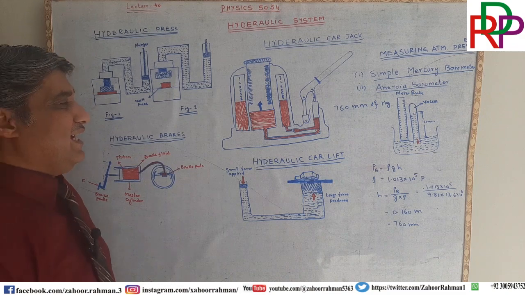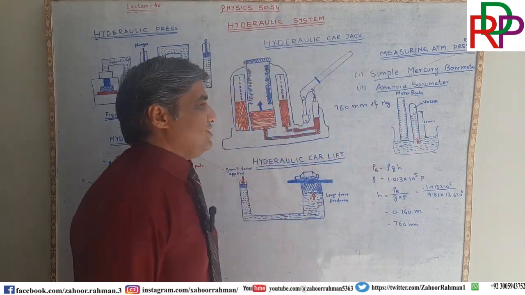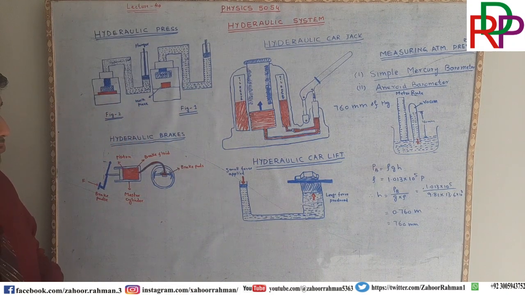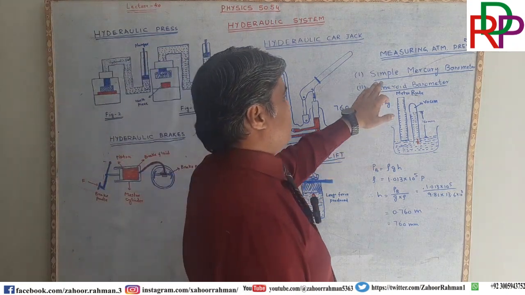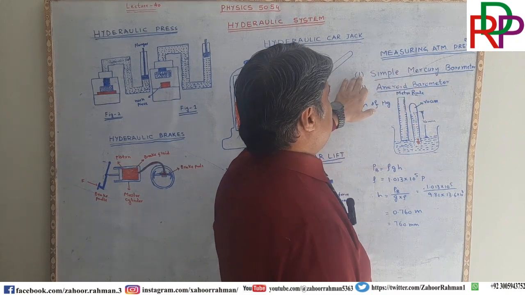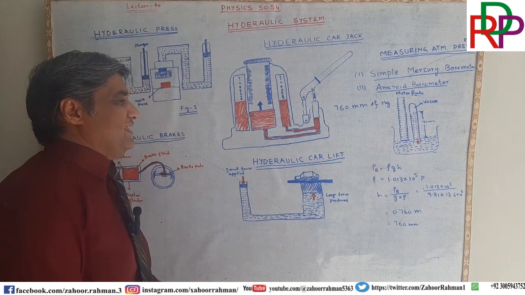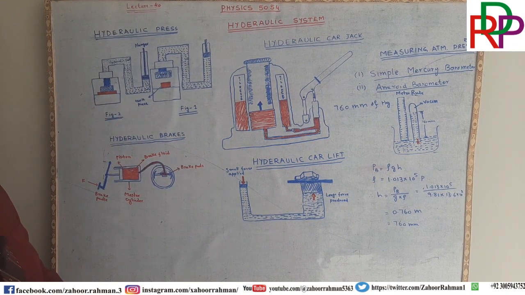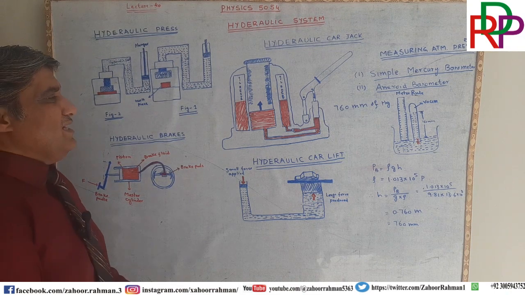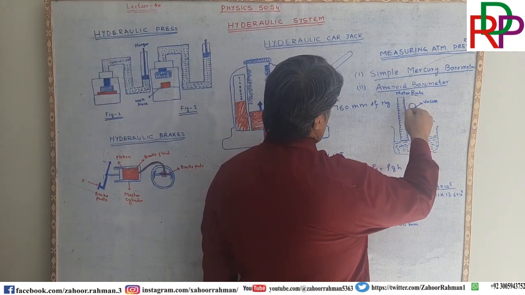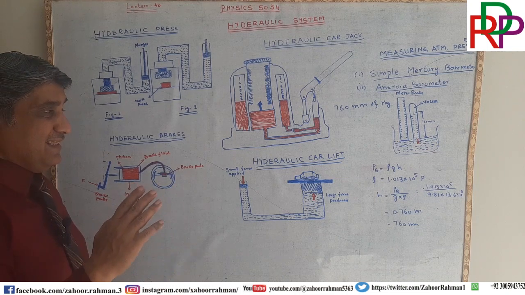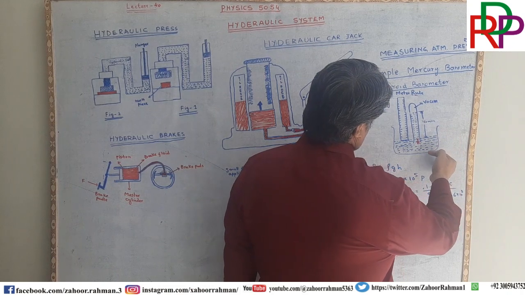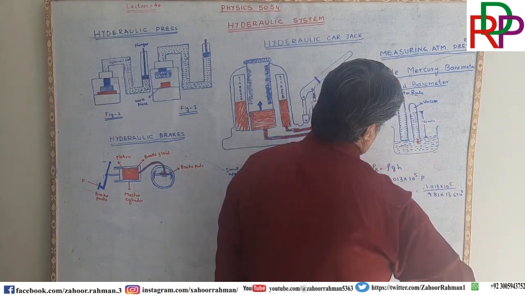How do we know that this is 760 millimeter? Our next topic: the devices used for measuring pressure are called barometers. There are two types of barometer commonly used in our laboratories. The first one is the simple mercury barometer, which we will discuss in today's lecture. Tomorrow we will look at the aneroid barometer. A simple barometer consists of a thick walled glass tube about 1 meter in length. There is a tub in which we put mercury.